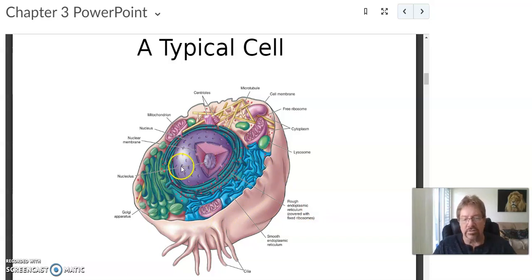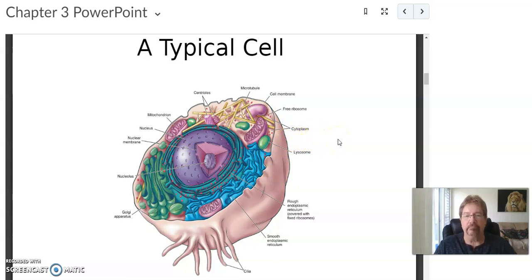A nucleus, different from an atomic nucleus. This is a cellular nucleus, and this is what controls the functioning of the cell. It has the DNA, the genetic material. There's also a smaller nucleus called the nucleolus, and the nucleus has its own membrane around it. There are a number of little tiny organs in the cell, and they're called organelles, and organelle means tiny organs. We'll go over each one of these organelles separately.